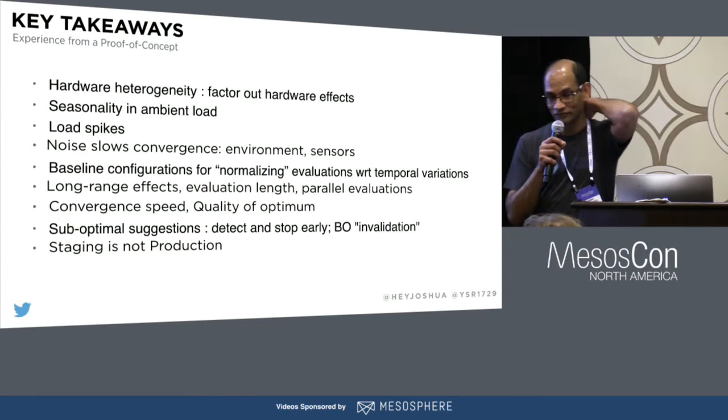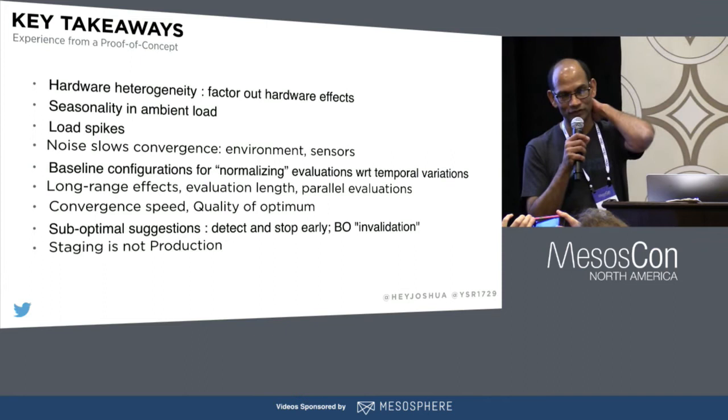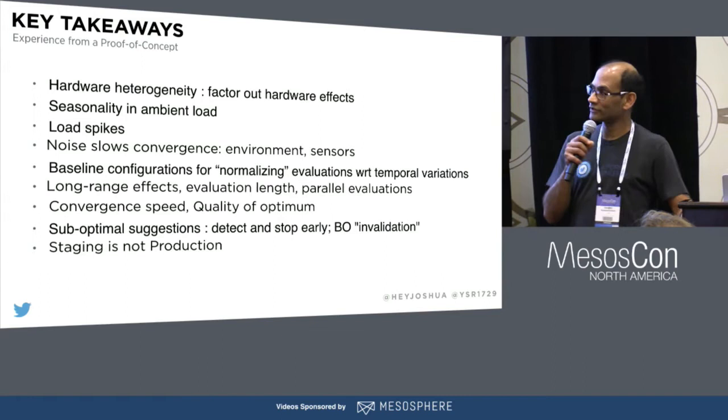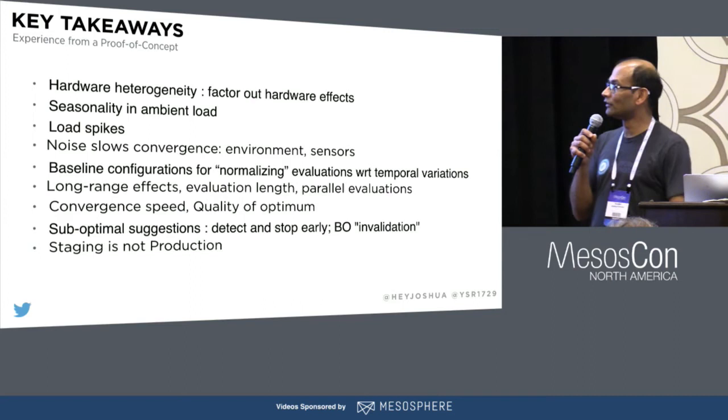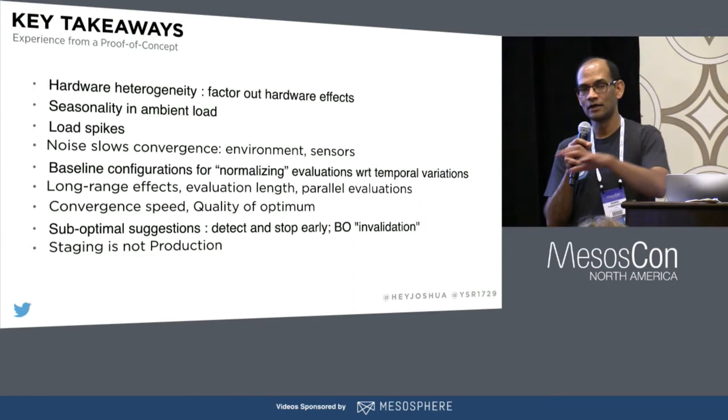You have to run experiments long enough that long-range effects appear. If you don't run your experiments sufficiently long, the long-range effects may not be visible, and what you thought was an optimum turns out not to be an optimum after you've run for about a day or more. In order to increase convergence speed, we want to reduce the amount of noise, and to increase the quality of the optimum, we want to make it robust with respect to noise. The technique that we are using can in fact be parallelized, so you could have several experiments running concurrently to speed up the convergence.